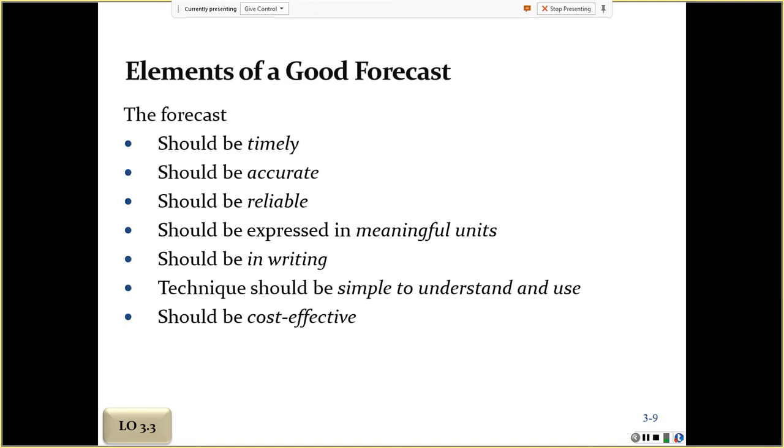The simpler techniques are more popular because of the ease of use, and we'll see one of the simple ways of forecasting very shortly. They should be cost effective. If it's costing a lot of money to come up with forecasts and there's only a small benefit, 9 times out of 10 the company or organization is not going to use that forecast because it's costing too much and providing a small benefit.